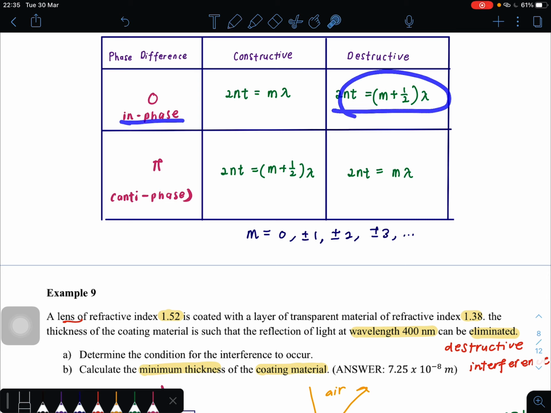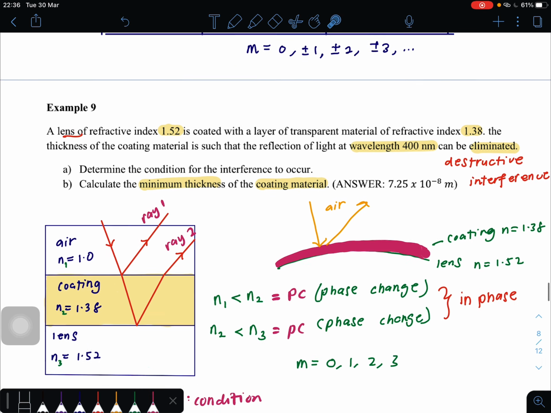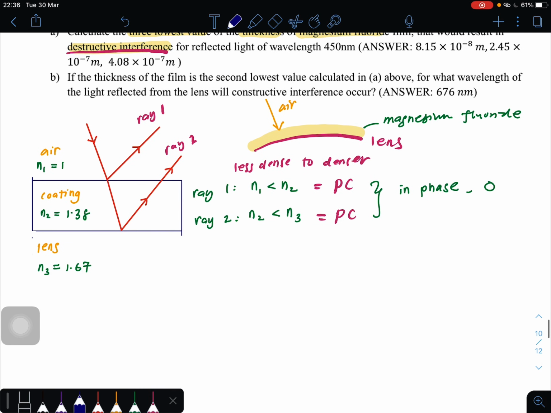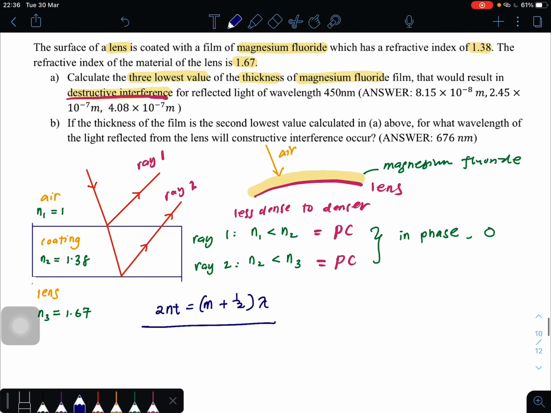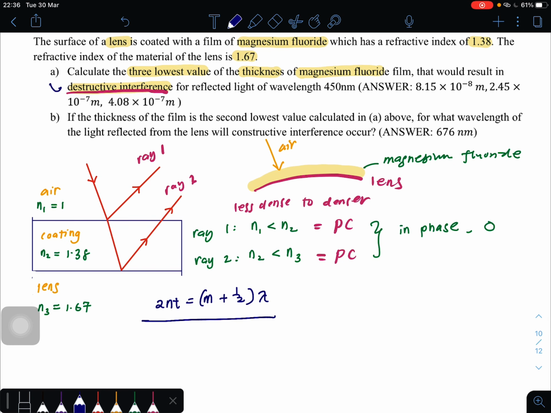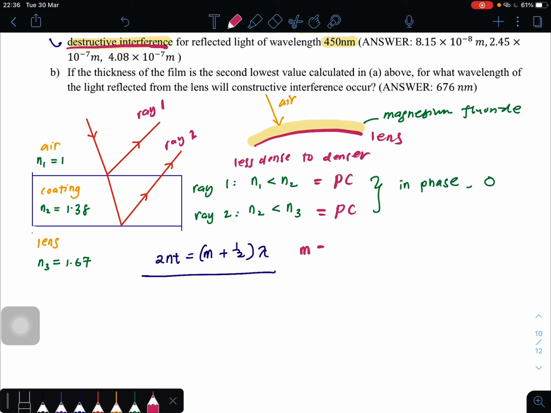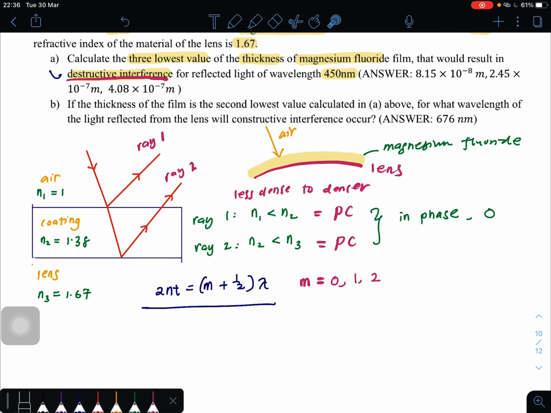So that means, as we said earlier, we use in phase and then destructive. So we are going to use this formula: 2nt is equal to (m plus 1 over 2) lambda. Because it is for destructive, and the wavelength is given here as 450 nanometers. Then it says three lowest values. Three lowest values means we will have three values for the thickness, where m will be equal to 0, 1 and 2, because we want the three lowest values.